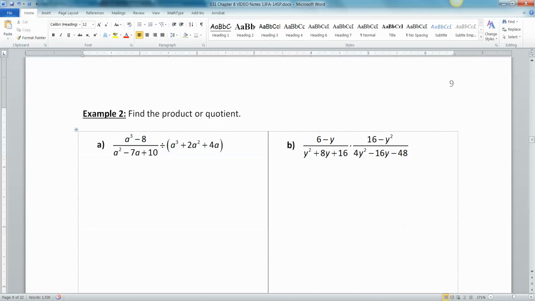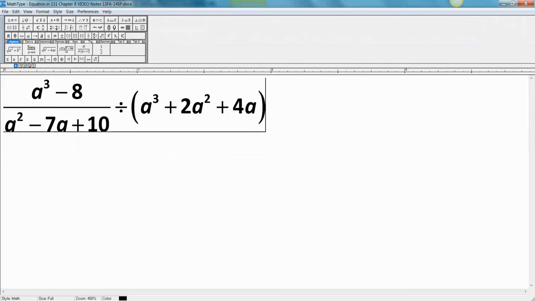So we're continuing on with our simplifying rational expressions. So let me write this one up. There, I wrote both of them up. Okay. So let's see here.